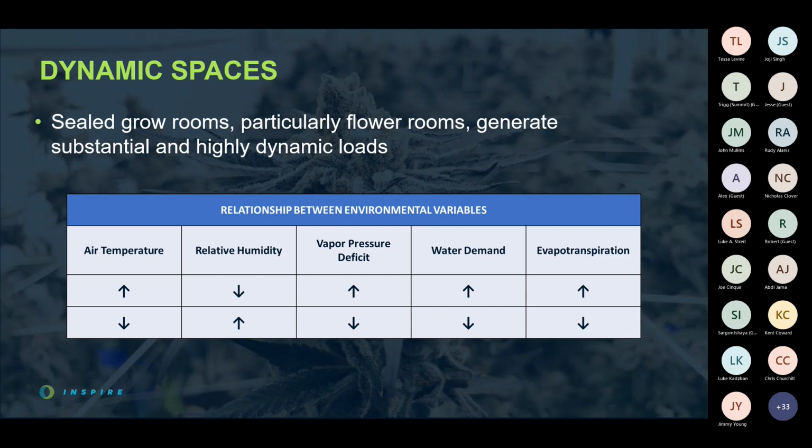Growing at the end of the day is all about maintaining balance within the system, within the room, and within the plant itself.